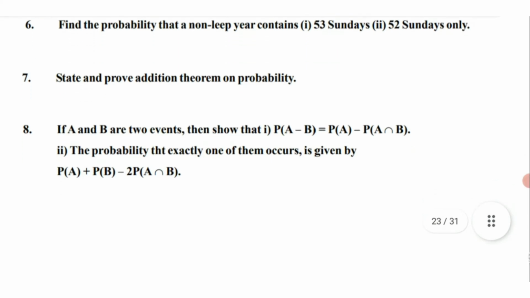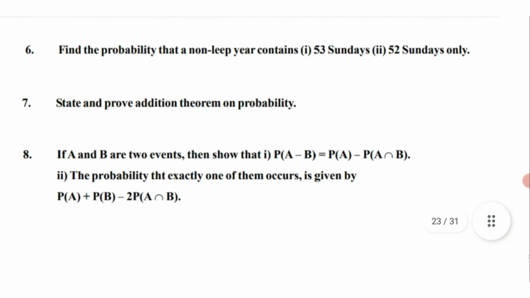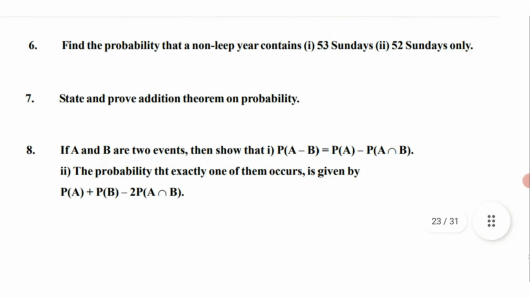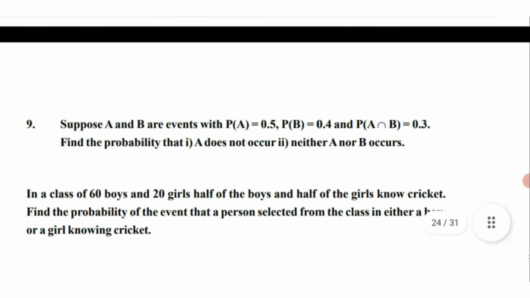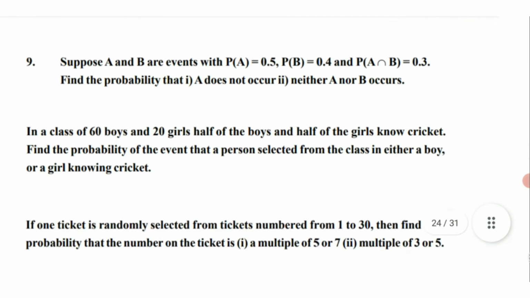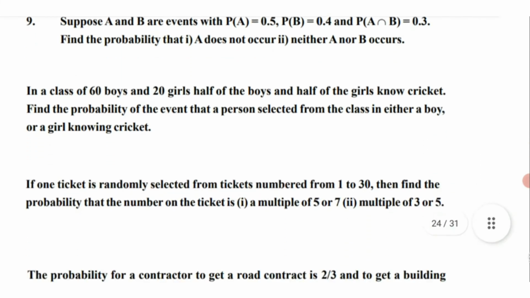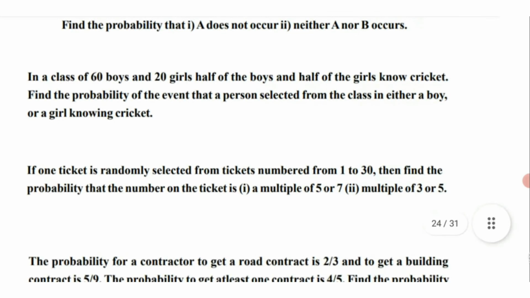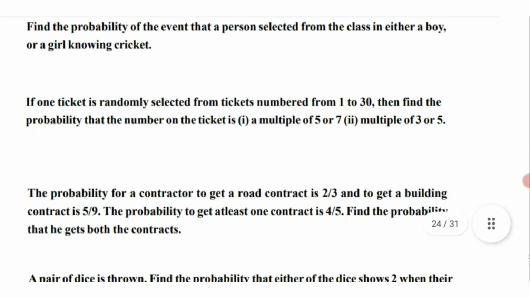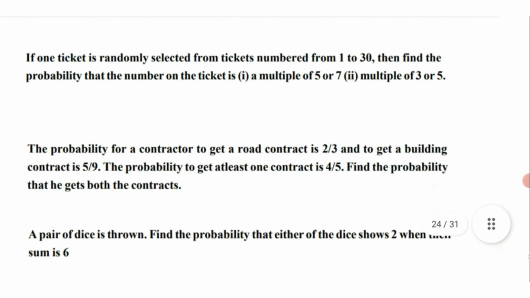Addition theorem, sometimes it may ask for 7 marks, sometimes for 4 marks. 8th question is also very important. 9th question, very important question. 10th is in a class 60 boys, 20 girls, half of the boys and half of the girls know cricket. Find the probability that a person selected from the class, either a boy or a girl, knows cricket. Next, when 1 ticket is drawn, next question.